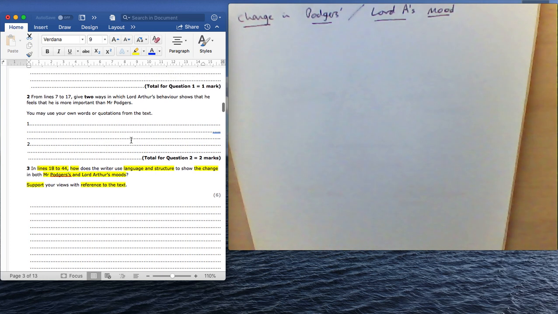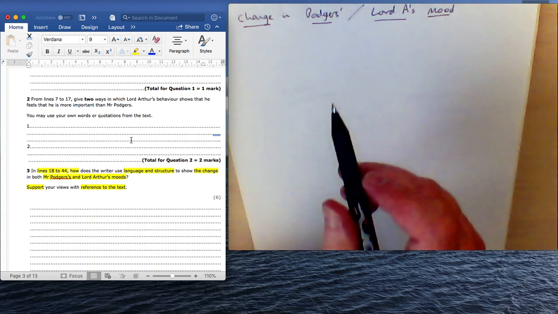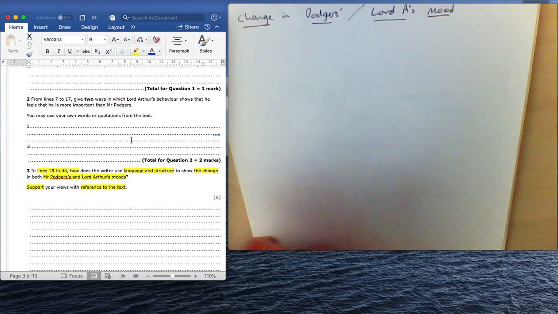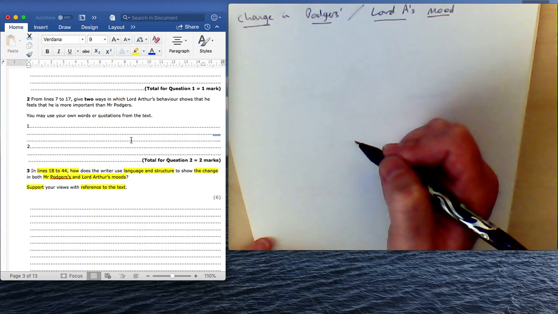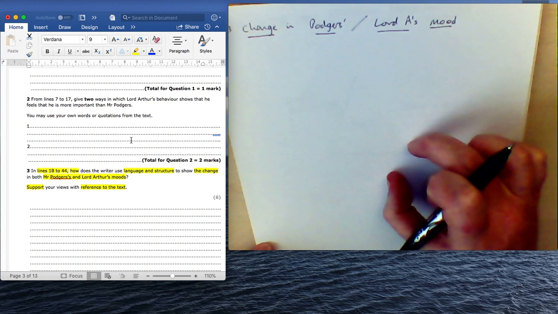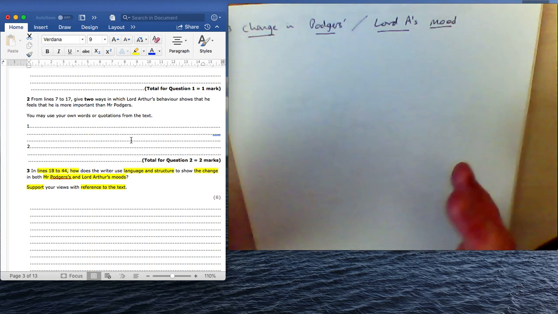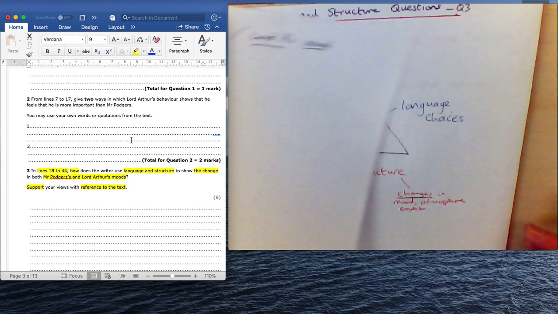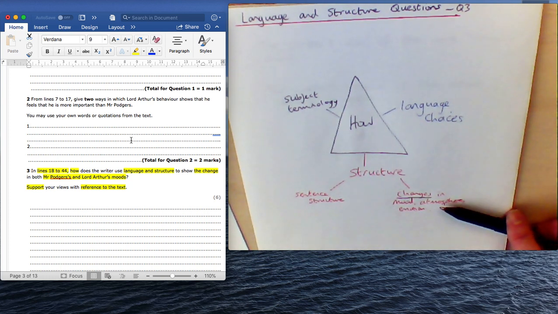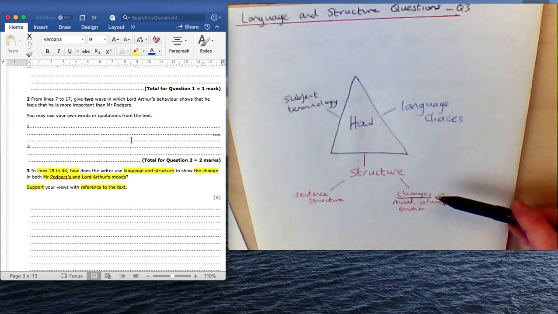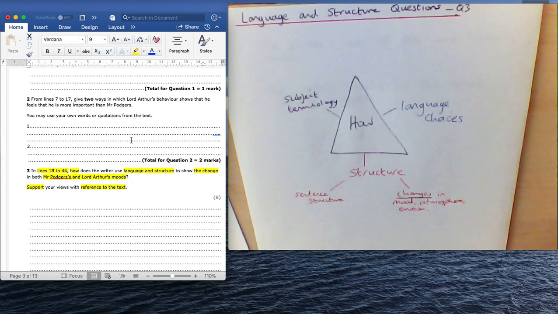Okay, so what I'm going to do is base my plan around Podgers and Lord Arthur. You might be tempted, when you're writing a language and structure answer, to write a section on language and a section on structure and separate them completely. But when you think about our triangle here, when you're talking about, for example, a change in mood, which is a structural point, it will be the language that gives you a clue to the change in mood. So for the grade 9, 8, 7 and so on, for the higher grades, it's probably more sophisticated to try and incorporate the two of those elements together.